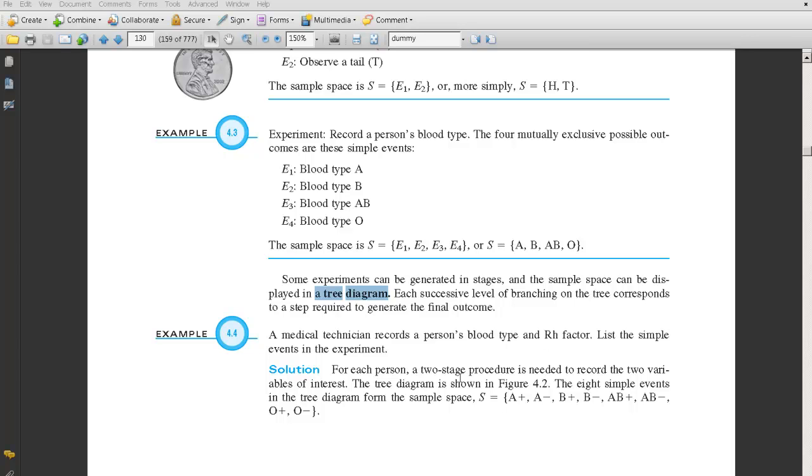They say for each person a 2-stage procedure is needed to record the 2 variables of interest, the blood type and the RH factor. The tree diagram is shown in figure 4.2, so let's look at that in a second. Here's the answer before we look at the tree diagram. You can have blood type A and plus. RH, I guess, is plus or minus. You can have blood type A and minus. You can have blood type B and plus, blood type B and minus, and so on. So it's actually just these, and then with a plus or a minus on each of them. So there are 8 of these.